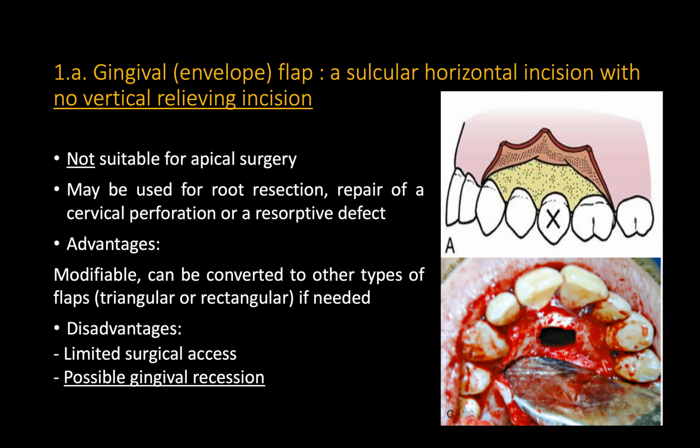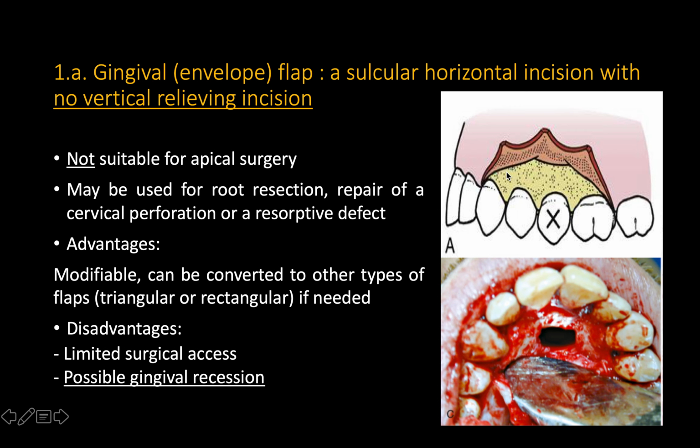Now let's discuss the flap designs individually. So the first full mucoperiosteal flap design is the gingival or the envelope flap, which consists of only a circular horizontal incision with no vertical relieving incisions. As you can imagine, this will not be suitable for periapical surgery because you won't get access to the apical part of the root, and if you try to pull the flap forcefully, you may end up tearing the soft tissues and compromise healing.